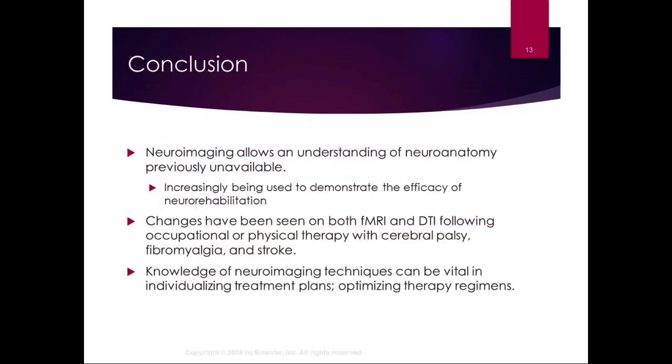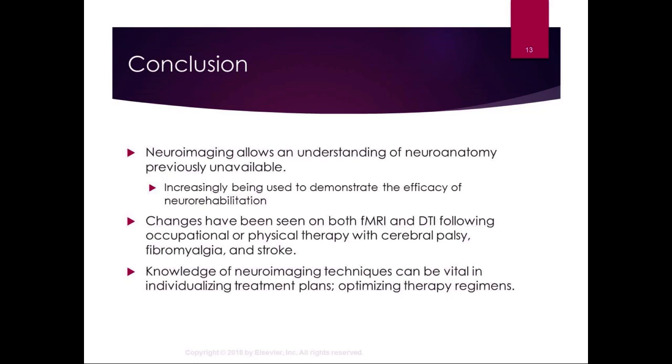So neuroimaging allows an understanding of neuroanatomy that was previously unavailable. It's increasingly being used to demonstrate the efficacy of neurorehabilitation. Besides neuroimaging, just in general imaging, there's a PT in Anacortes who uses real-time ultrasound to demonstrate the efficacy of therapy by showing actual tendon and ligament and muscle healing.